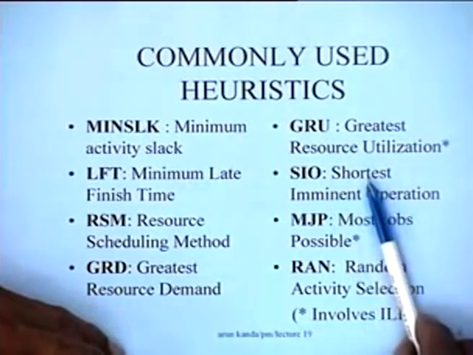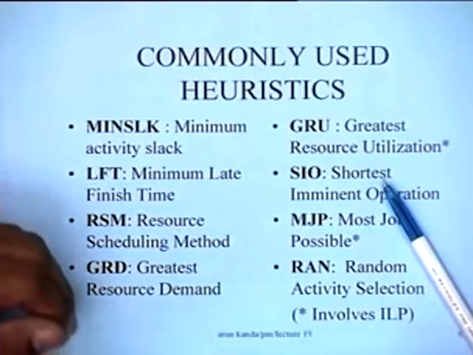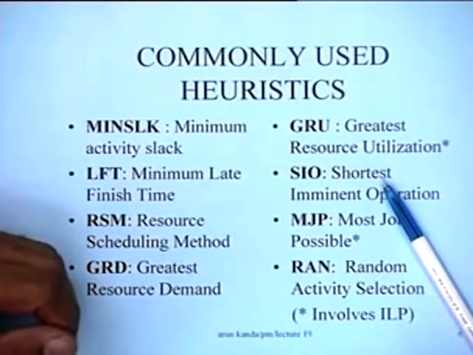The shortest imminent operation: out of the various activities, the one which is likely to take the shortest time is given a priority here. This is a rule which has performed very well in job shops, especially because it leads to low inventory levels.